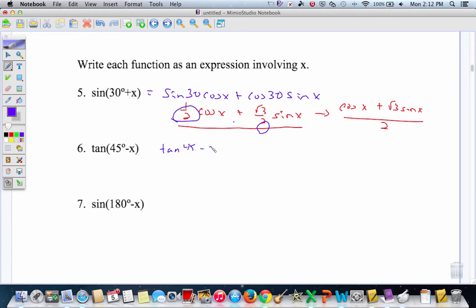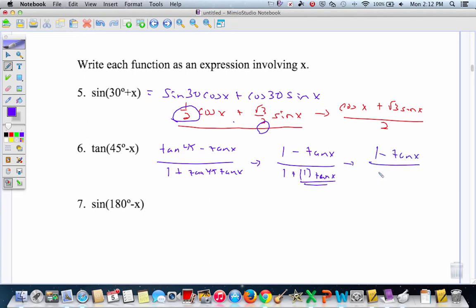Tangent of 45 minus x, sorry. Tangent of 45 minus the tangent of x over 1 plus the tangent of 45 times the tangent of x. Tangent of 45 is 1. 1 plus 1 times the tangent of x. Once again, noting that we would multiply here first, and that's pretty simple because 1 times anything leaves us with the anything, or in this case 1 plus tangent. So our simplified version here is simply 1 minus tangent over 1 plus tangent.